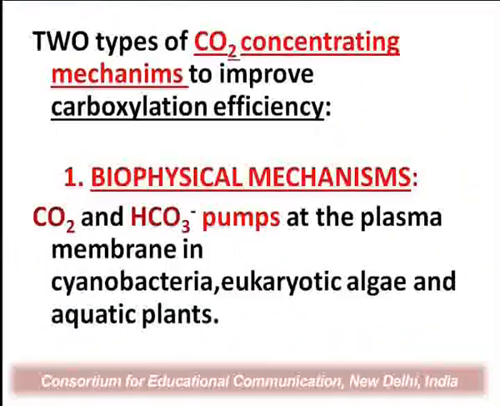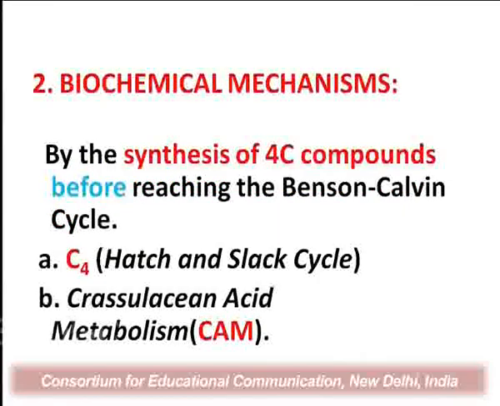Just to recapitulate, we had talked about two types of CO2 concentrating mechanisms, basically which are going to improve the carboxylation efficiency. They include the biophysical mechanisms, which have different types of carbon dioxide and bicarbonate pumps at the plasma membrane level, but this is operative mostly in the prokaryotes, the eukaryotic algae and a few aquatic plants.